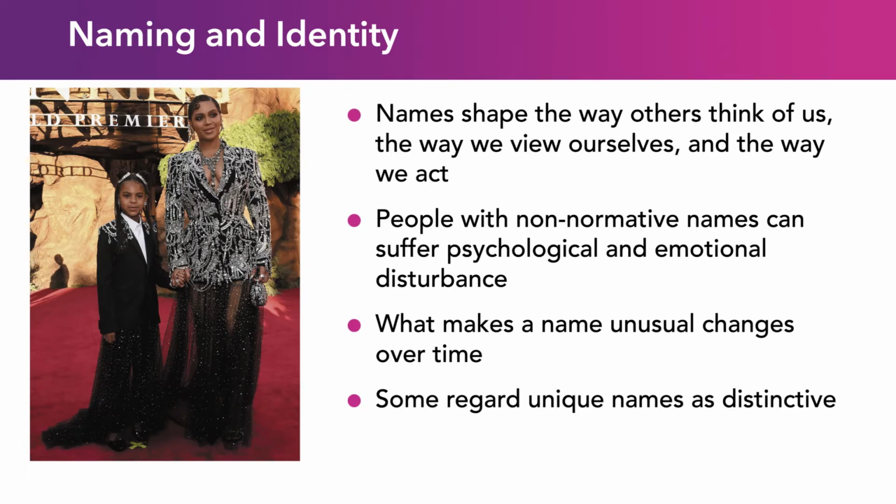But anyways, the textbook says that people with non-normative names, names that aren't mainstream, can suffer psychological and emotional disturbance. I think, based on my own experiences, this was probably true more in the past than in the recent past, because what makes a name unusual changes over time. If someone had a baby and decided to name the baby Mildred right now, that would be an unusual name. So it changes over time. For your own name or when you meet people, you think about, is this name different? It's unique. Is it distinctive, or is it somehow disturbing?